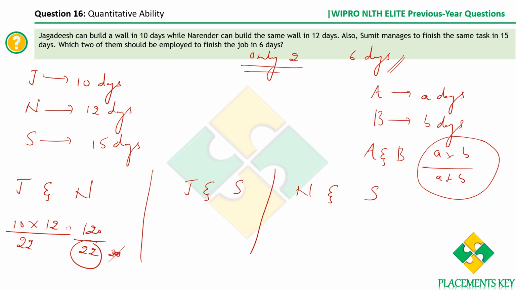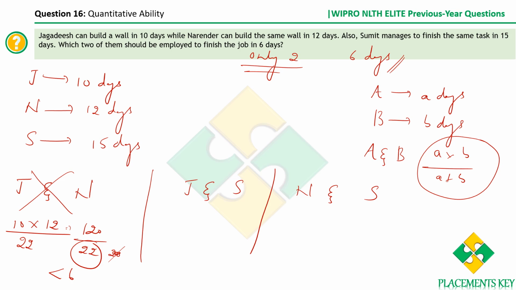Therefore this value will be less than 6. Therefore J and N can't be employed, because they should finish the job in exactly 6 days, but here they are finishing in less than 6 days. Therefore this is not the answer.